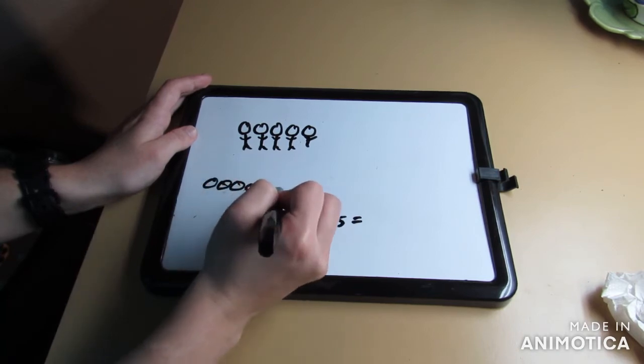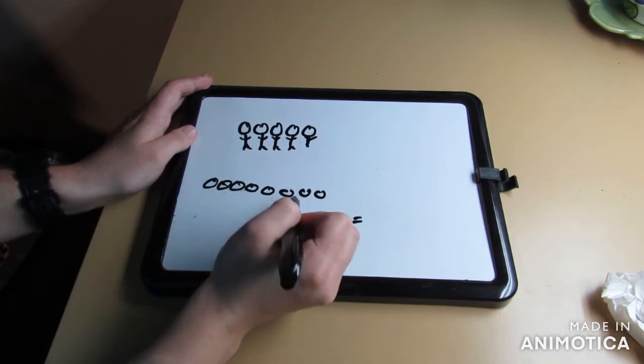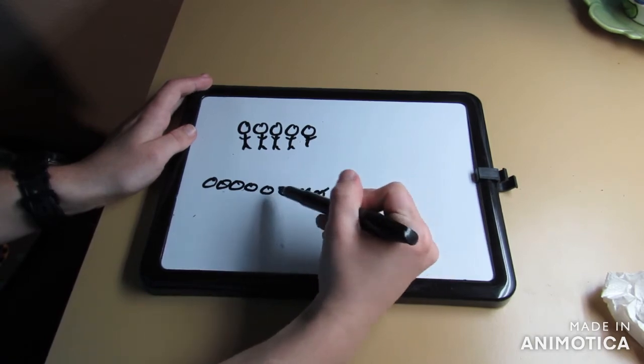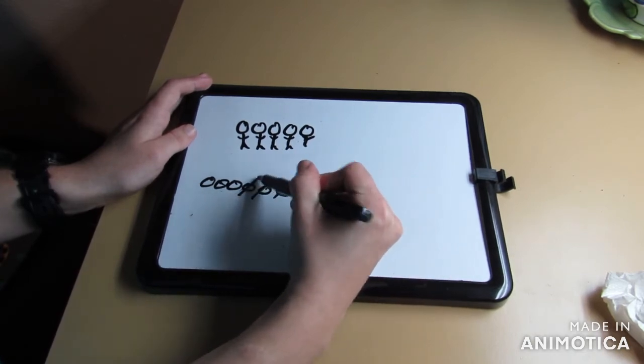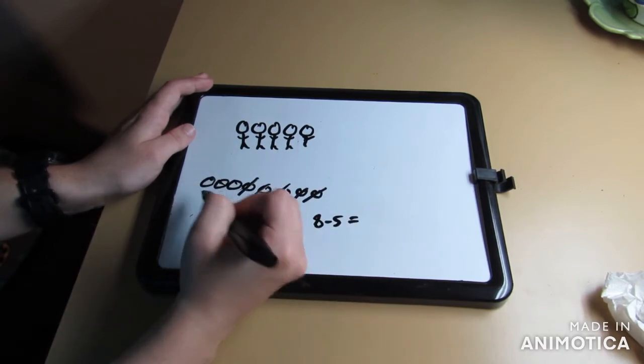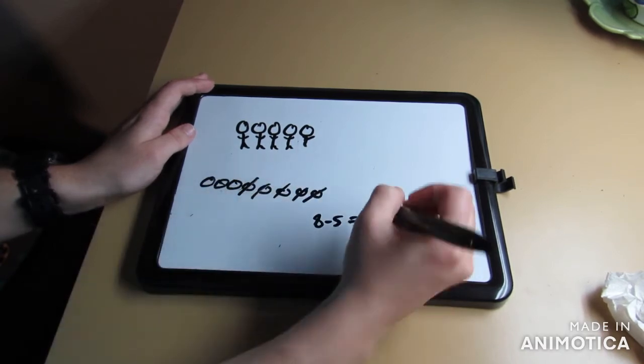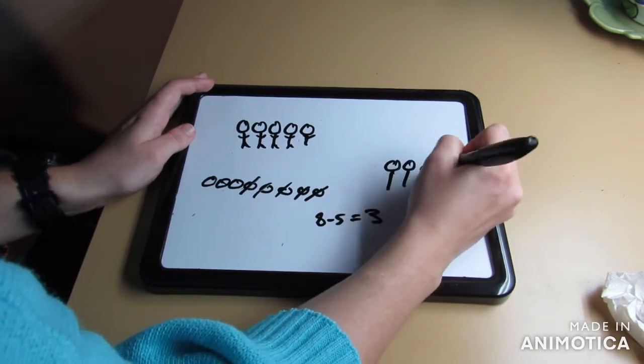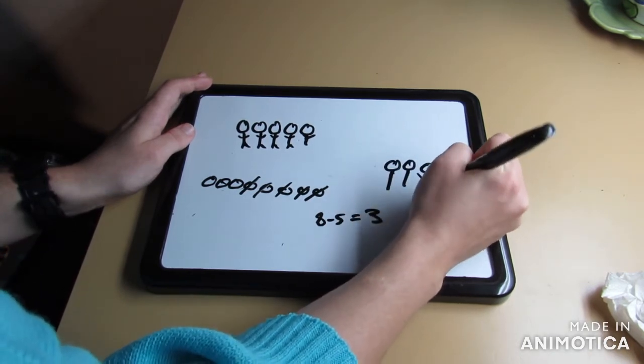So 1, 2, 3, 4, 5, 6, 7, 8. 8 figurines, and then you can mark off 5. 1, 2, 3, 4, 5. And the remainder is how many you need left. So we have 1, 2, and 3. So we need 3 more figurines to finish our collection.